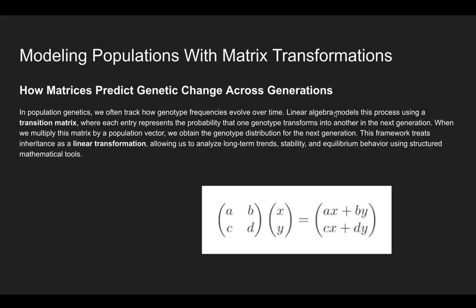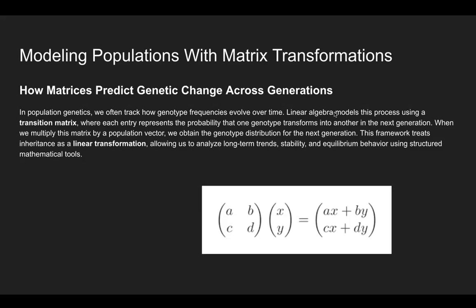Modeling populations with matrix transformations: how matrices predict genetic change across generations. In population genetics, we often track how genotype frequencies evolve over time. Linear algebra models this process using a transition matrix, where each entry represents the probability that one genotype transforms to another in the next generation. When we multiply this matrix by a population vector, we obtain the genotype distribution for the next generation.